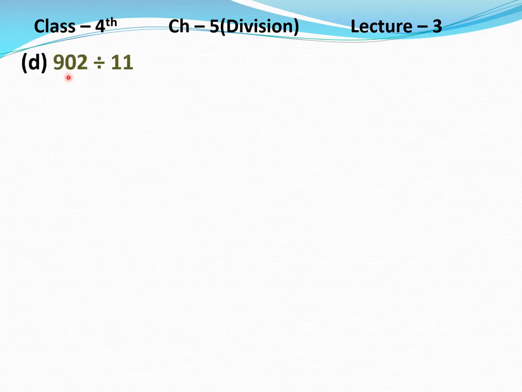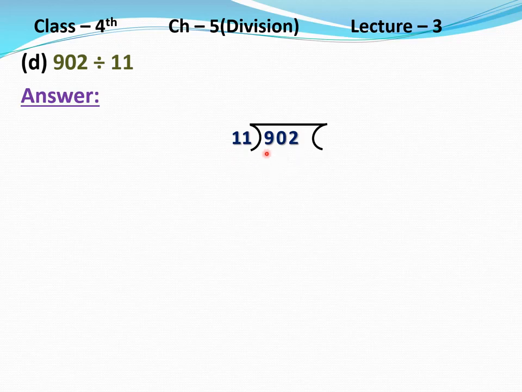Now D part. 902 divided by 11. Write down answer. Make a sign like this. Write 11 here and write 902 here. Now see, 11 is a two-digit divisor. So we will take the first two numbers in the dividend, that is 90.